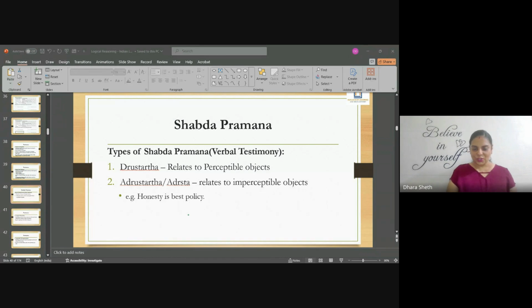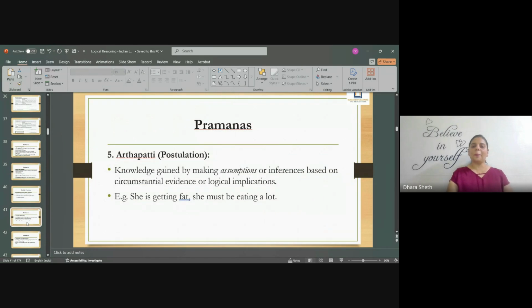Okay, so that is Shabda Praman. Clear with the concept of Shabda Praman? Okay. The next, Arthapti or postulation. Arthapti is knowledge gained by making assumption, guesswork, inference based on circumstantial evidence. Okay, it's a lot of guesswork, there are a lot of possibilities, and you are filling the story in the blanks.